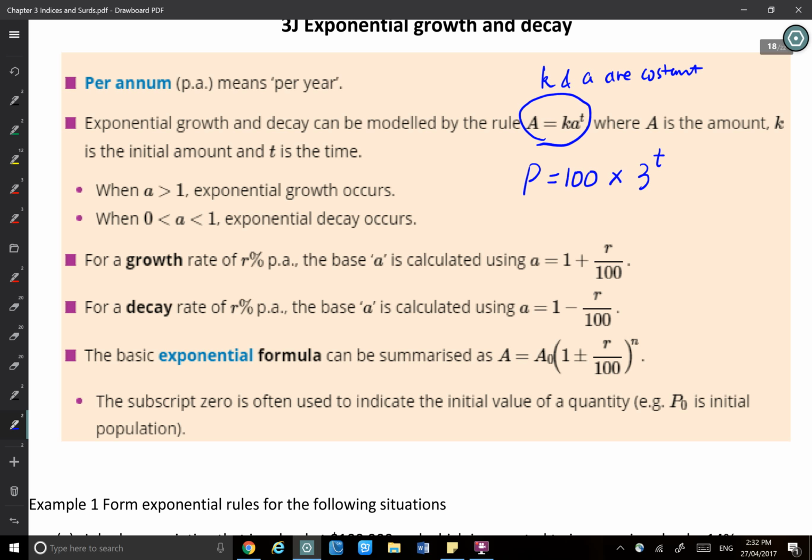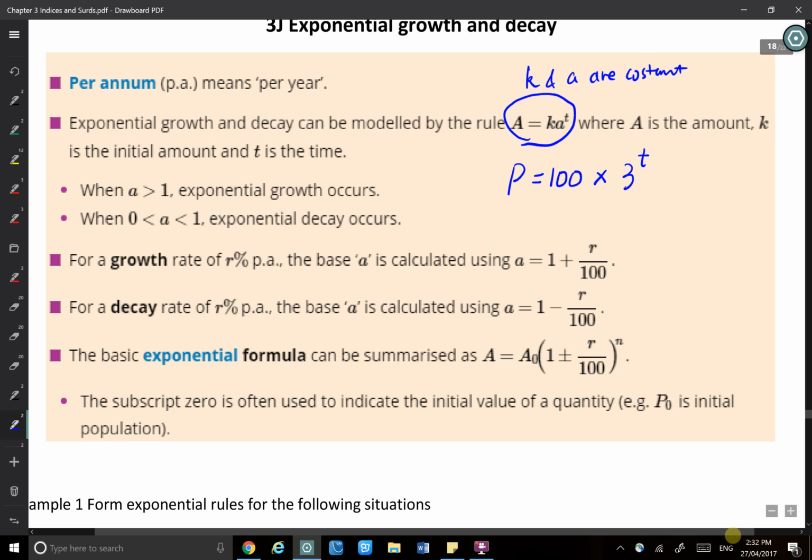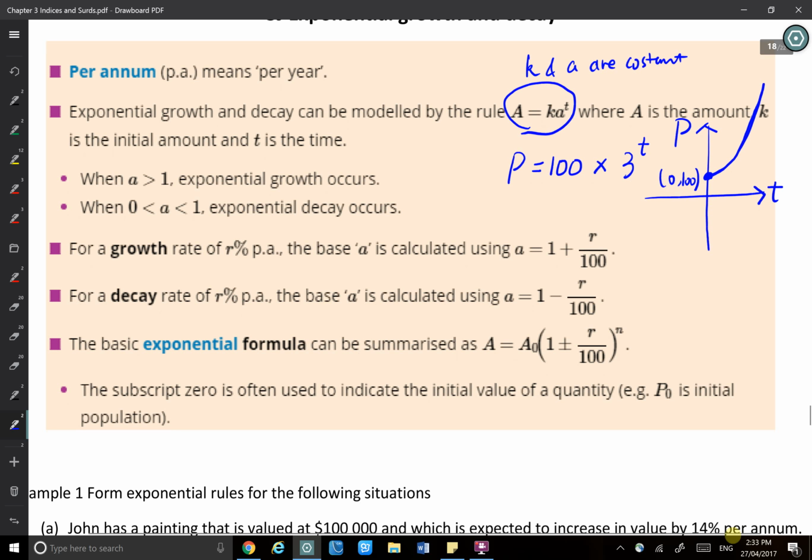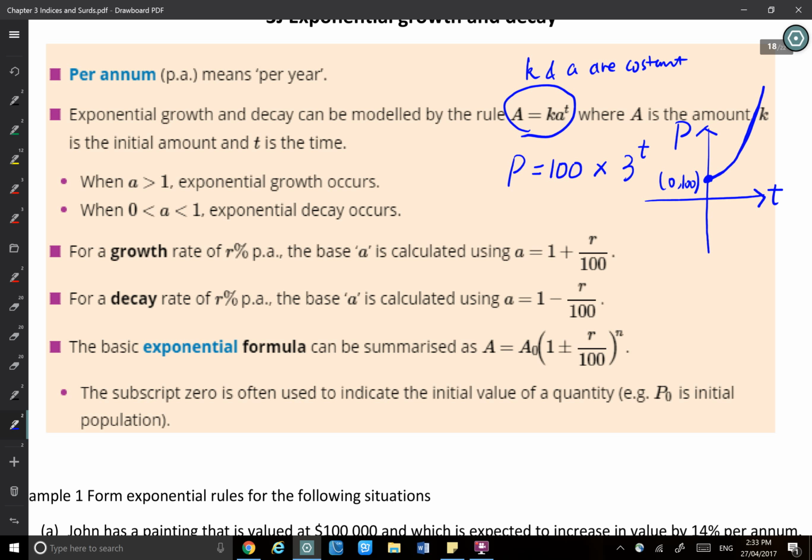So if it's an exponential growth, the graph will look like that. That's the P-axis, that's the t-axis, and that's the initial value (0, 100). You won't have the left-hand side of the graph because you won't have time less than 0. You only start from the point 0 and go to the right, and you have a graph like that, where k is the initial amount.